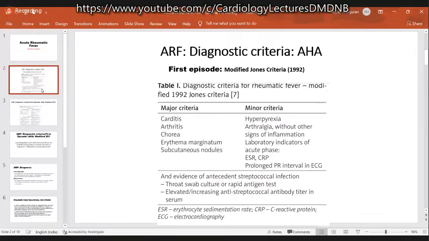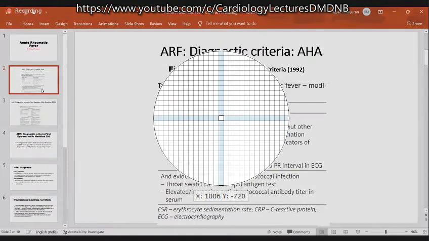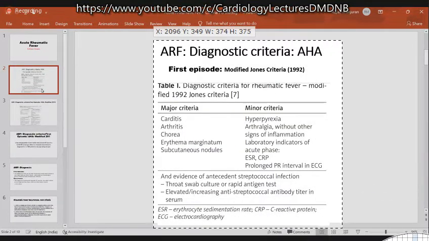Okay, acute rheumatic fever, I will start from the beginning. Acute rheumatic fever diagnostic criteria, modified Jones criteria by American Heart Association, 1992. The criteria were carditis, arthritis, chorea, erythema marginatum, subcutaneous nodules. And these are the major criteria.